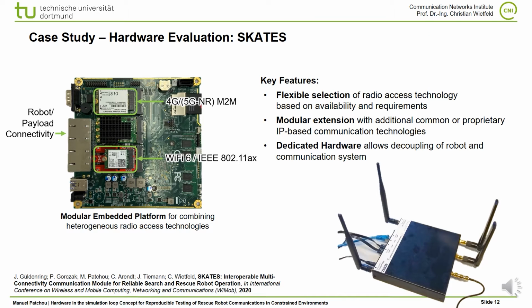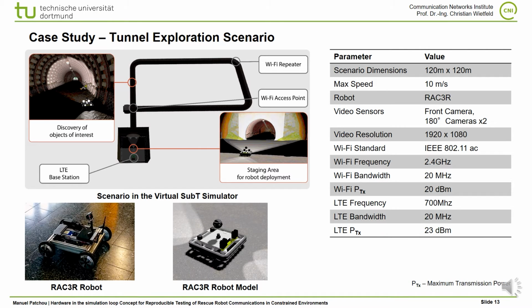SCATES is a module developed to provide more robust robot connectivity by using multiple radio access technologies simultaneously and aggregating them in a so-called multilink. The module can be extended with network cards and used with common or even proprietary IP-based communication technologies. The goal of the experiment is to ensure that traffic is shared among the available radio access technologies of the module. Here is an illustration of the simulation scenario with simulation parameters.